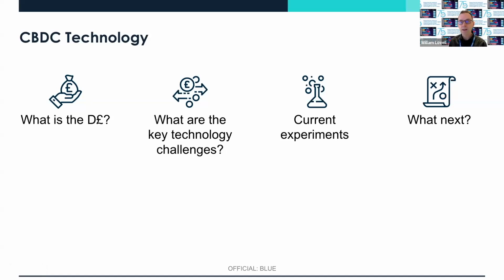But before I do that, I just want to do a quick intro to what the Bank of England is and how we think about central bank money, because I think it's important context for looking at the digital pound and actually those requirements and that technology.